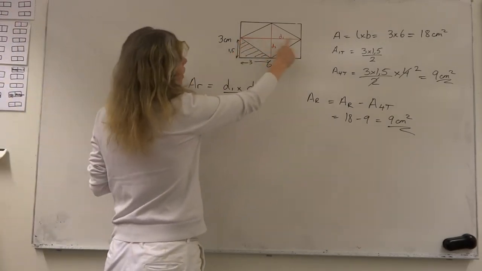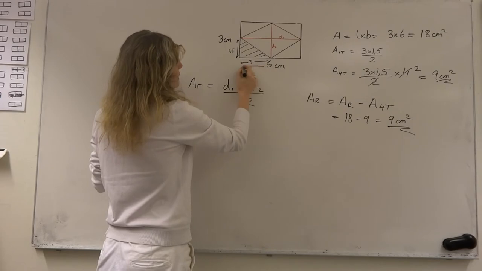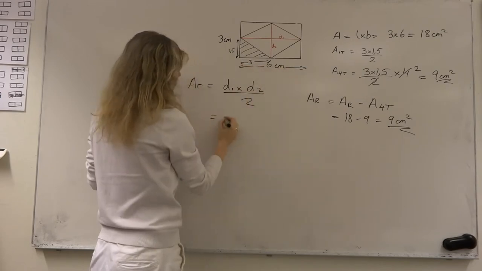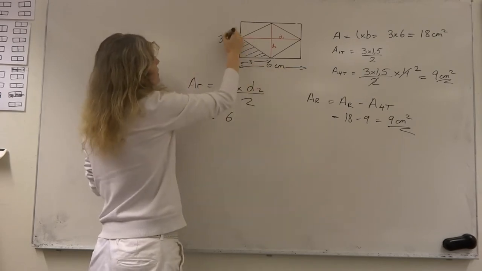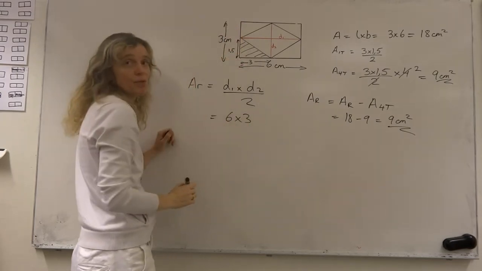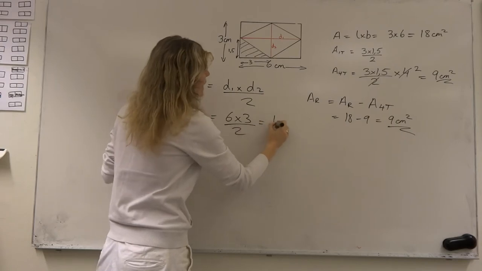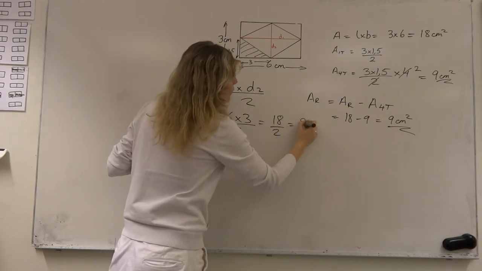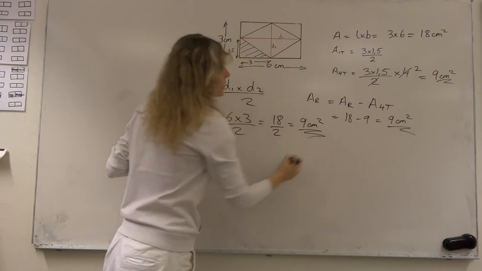We know that D1 is the same as the length of the whole rectangle, so we'd get equals 6. D2 is the breadth of the whole rectangle. 6 times 3 divided by 2. So we'd get 18 divided by 2, which would give us 9 centimeters squared directly.